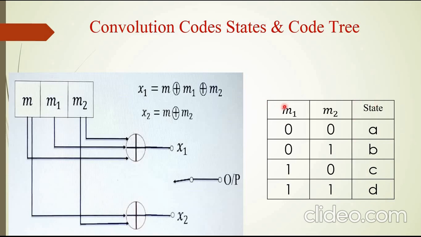So M defines the current input, and the previous input bits in M1 and M2 define the state of the convolution code. We will observe how the states change with respect to changes in the current message bit, and how the output changes as we insert bits.